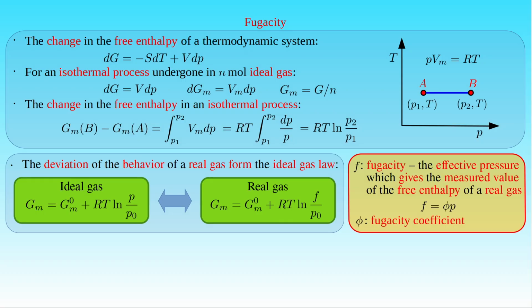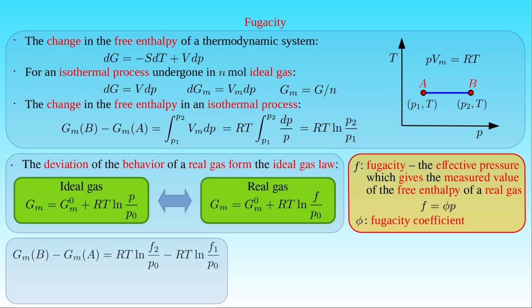Let us suppose that the effective pressure in the state A is described by the fugacity F1, whereas F2 denotes the fugacity of the real gas in the state B. Then the change in the molar Gibbs potential Gm of the gas brought from the state A to the state B in an isothermal process at the temperature T is given by the difference between the gas constant R times the temperature T, times the natural logarithm of the ratio of the fugacity F2 to the reference pressure P0, and R times T times the natural logarithm of the ratio of the fugacity F1 to the reference pressure P0. Here the right-hand side is equal to R times T times the natural logarithm of the ratio of F2 to F1.